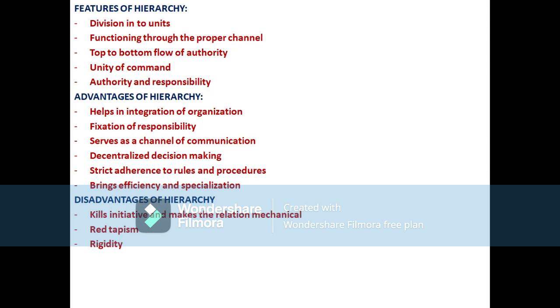For example, if there is a production department head, he is responsible for the production department. And if there is a marketing department head, he should be responsible for his marketing department. So here, fixation of responsibilities means each level has its own roles and responsibilities. So this is also an advantage. Why? Because they are accountable towards their roles and responsibilities at the end of the day.